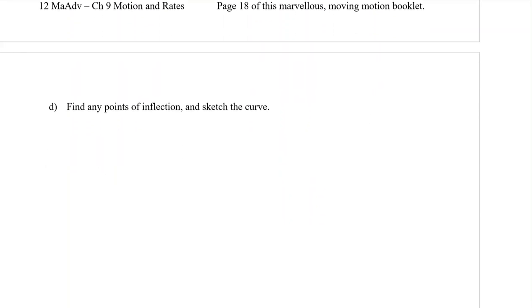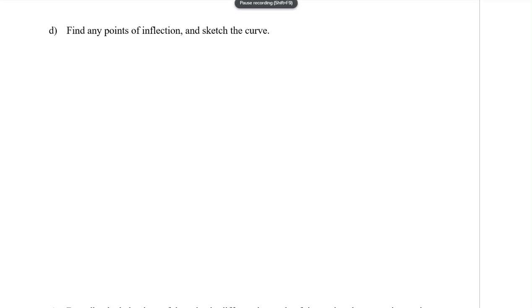Okay, moving on to part D, we want to find a point of inflection, which is found by making the second derivative equal to 0. So the second derivative was 6t take away 4 equals 0. And solving that, it's already factorized. The 6 doesn't give us anything. But from the bracket, we would get t is equal to 4.